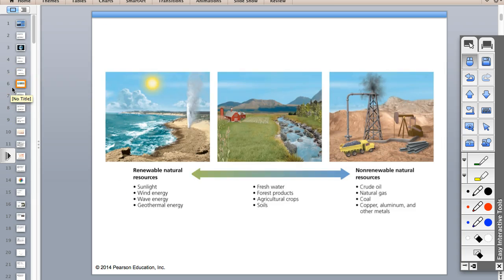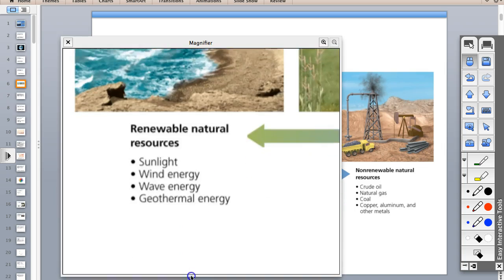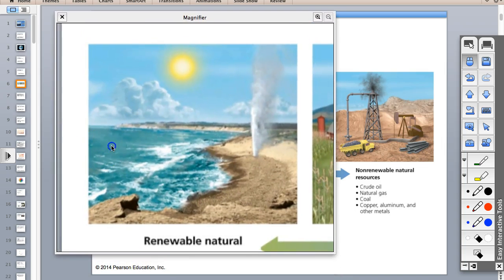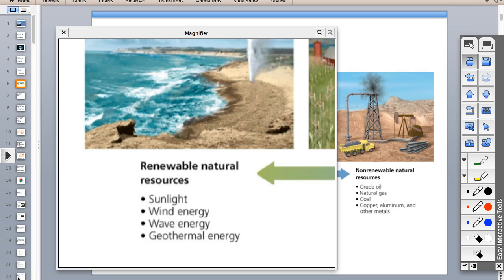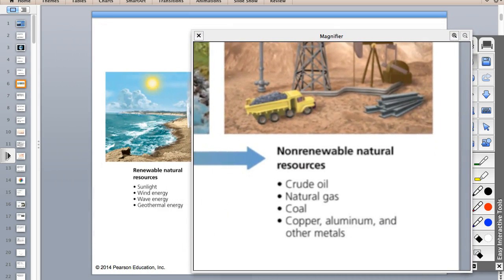So, when we're looking at resources, this is pretty important right here. Everybody knows that things like the sun are renewable, and things like oil are non-renewable. Renewable resources are things like sunlight, wind, wave, and geothermal; you know that those things can be made again. There's a little bit more to the definition of renewable and non-renewable, though, so I'm getting to that. On this side, non-renewable, we're going to be talking about oil, natural gas, and coal. Those are my fossil fuels. And then hard minerals like copper, aluminum, other metals. We're not making any more of these.